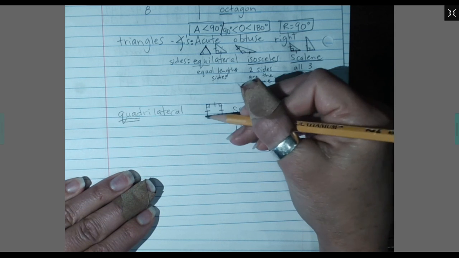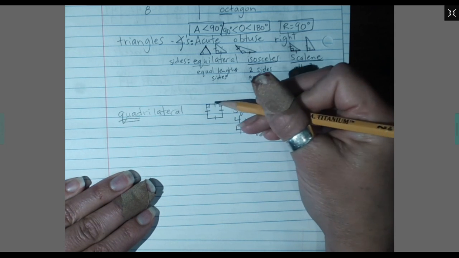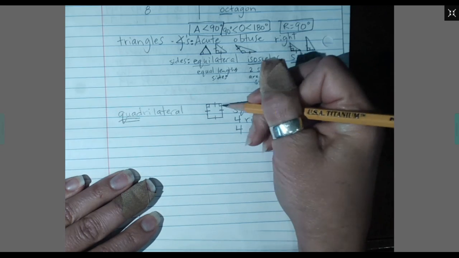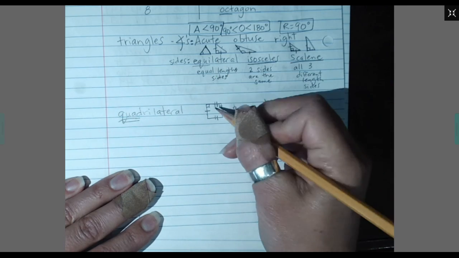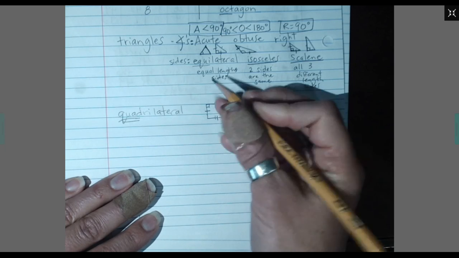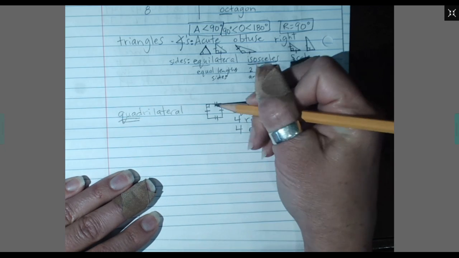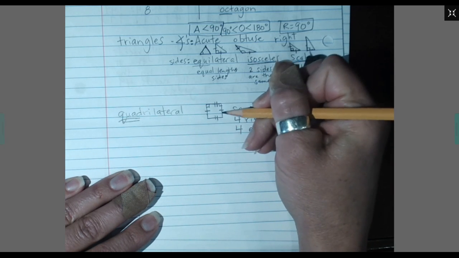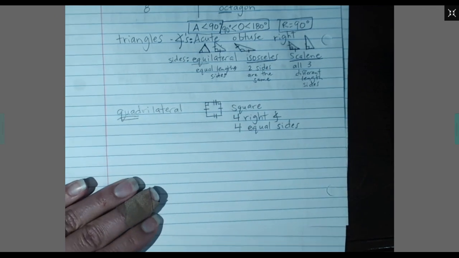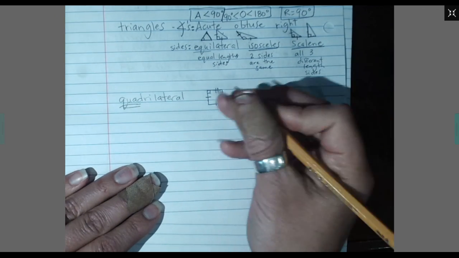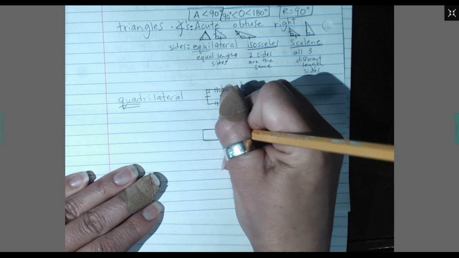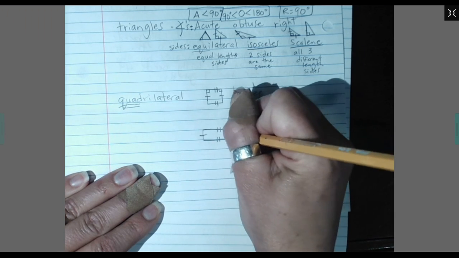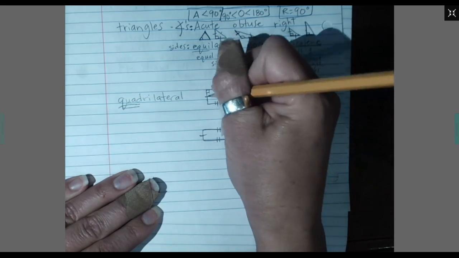Because it has those 4 right angles, it also has 2 sets of parallel sides. So this side is parallel to that side, and this side is parallel to that side. So it has 1 set of parallel sides and a second set of parallel sides. What if I have this shape? This also has 2 sets of parallel sides.